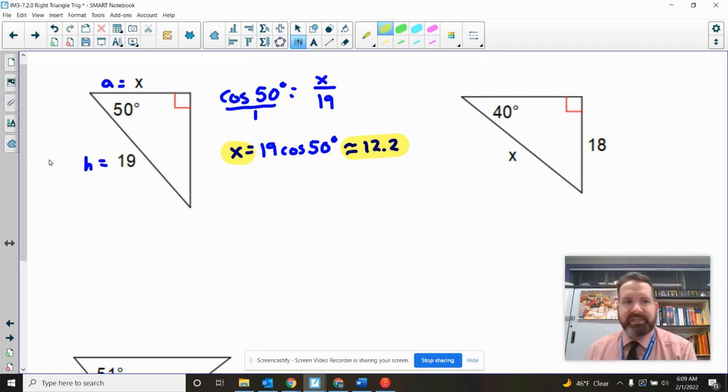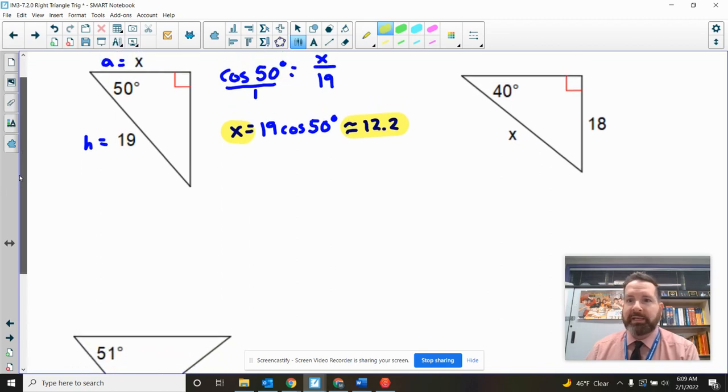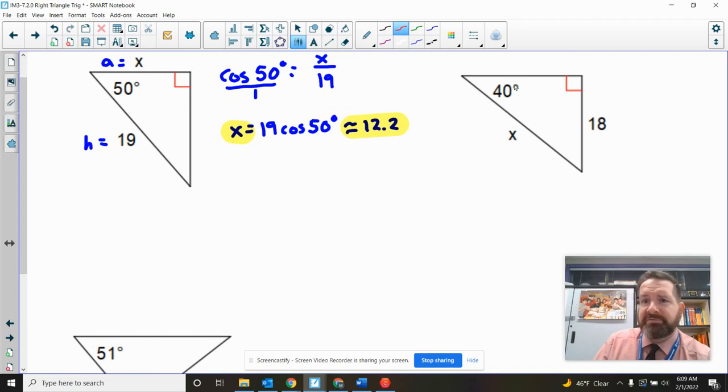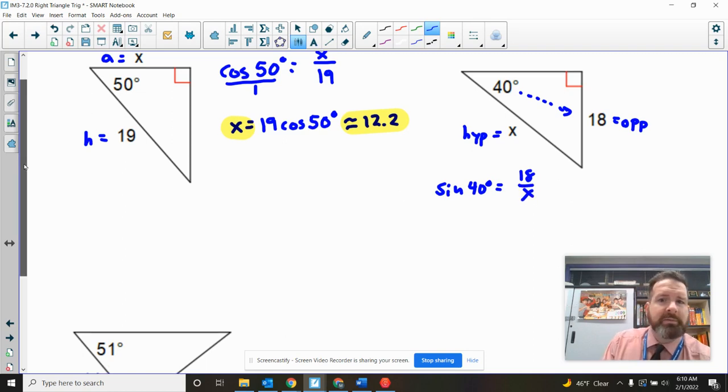Okay, let's go again with this next one. Quick pause, unpause when you are ready to check things. So as I'm looking at this 40-degree angle, I see that I have this side across. That means this is my opposite side. And I've got across from the right angle. That's always going to be the hypotenuse. So opposite and hypotenuse, that's OH, so my sine of 40 degrees is the opposite over the hypotenuse.